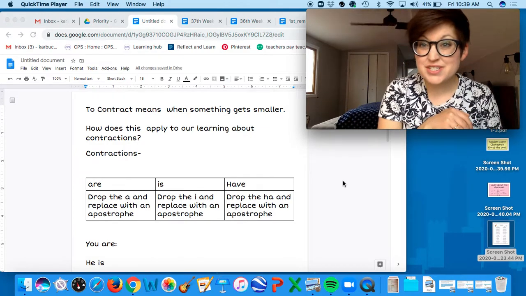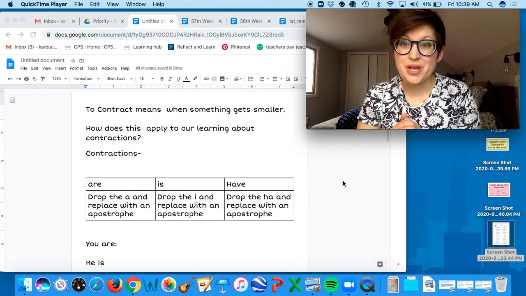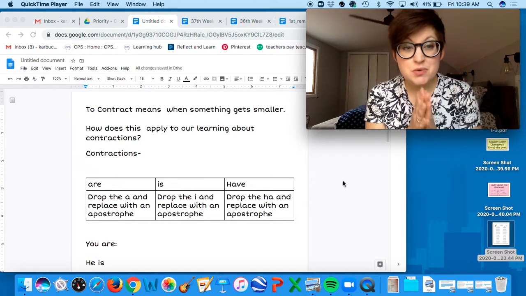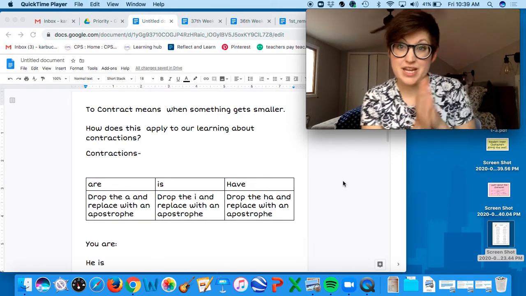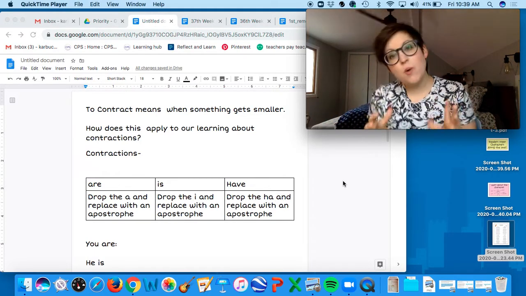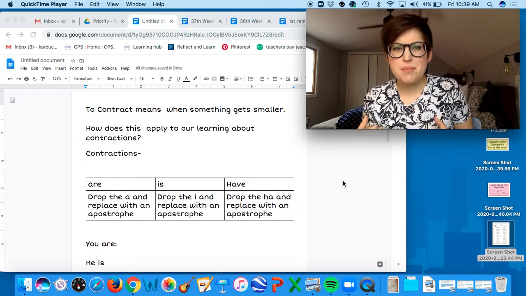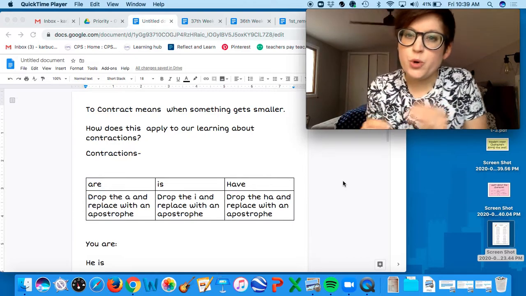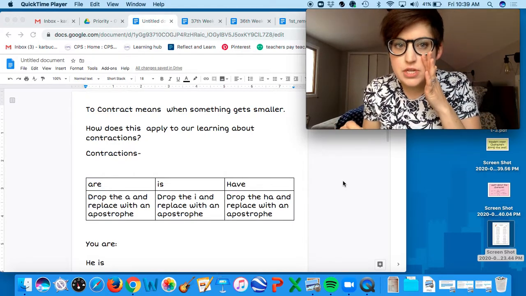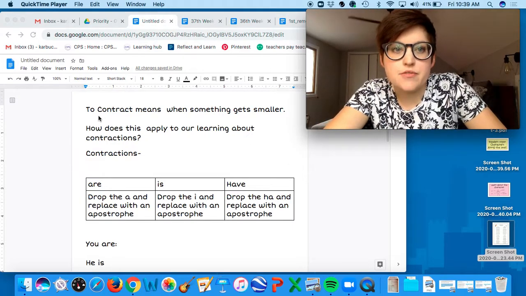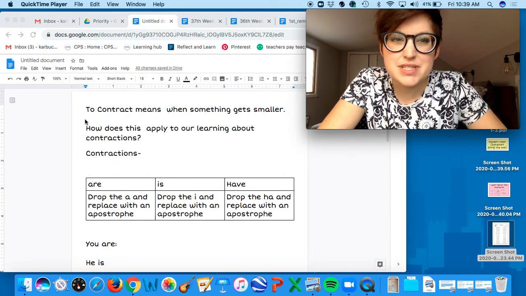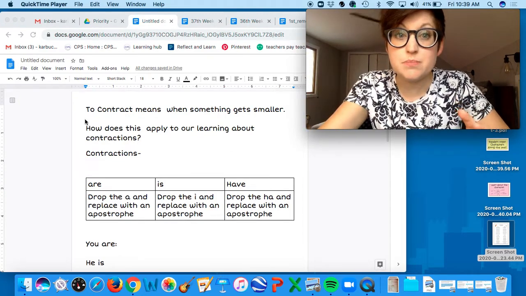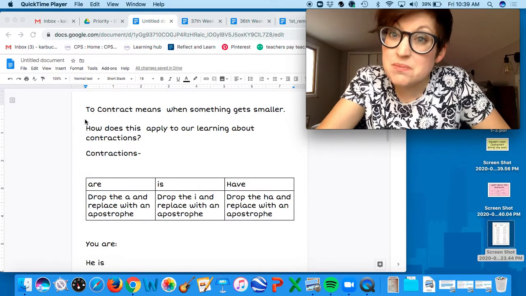I am so excited to get started with our learning about contractions. So, this week we are learning about three new types of contractions. And I wanted to first start our lesson by thinking about the root word inside of the word contraction: contract. So, if you take a look at our screen, I have a definition of what contract means. It says to contract means when something gets smaller.